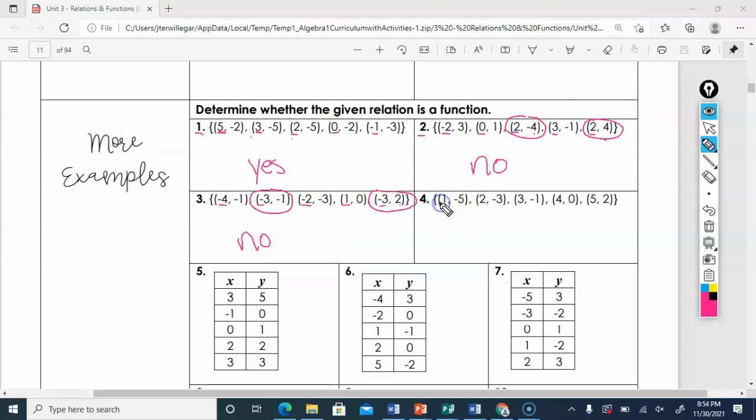When I look at 4, I'm going to look at my x's. 1, 2, 3, 4, 5. They're all different. I'm good to go. That's a function. Let's go.